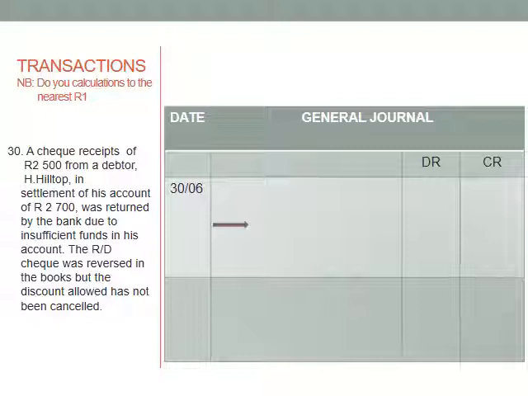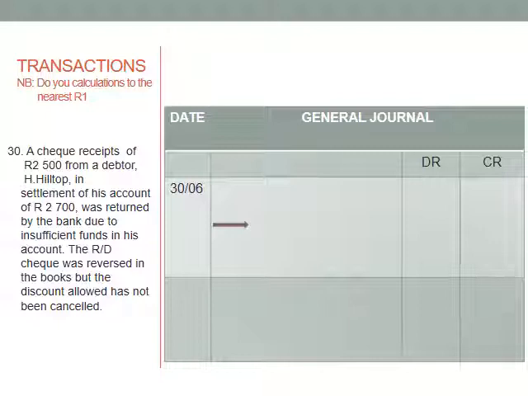The last transaction, a check receipt of 2,500 rand from a debtor in settlement of his account of 2,700 rand, was returned by the bank due to insufficient funds in his account. The RD check was reversed in the books, but the discount allowed has not been cancelled. As you can see, the debtor owed 2,700 rand. The business received 2,500 as a payment after allowing the discount of 200 rand.